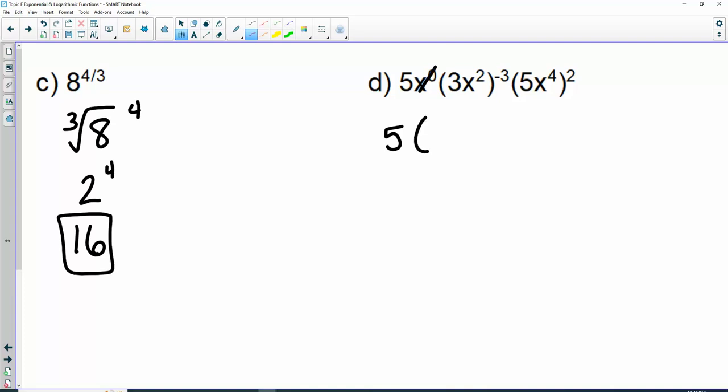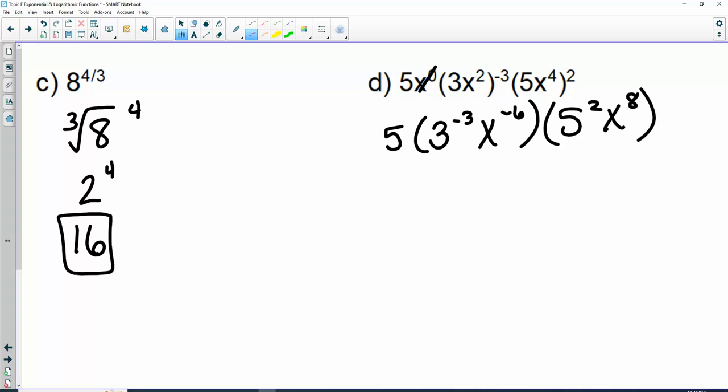Okay. This would be 3 to the negative third, x to the negative 6. Here we would have 5 squared x to the 8. You guys okay with me there? So I distributed my exponents. Where do you want to go? I want to combine first. You want to combine first?